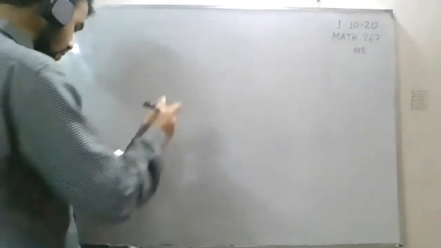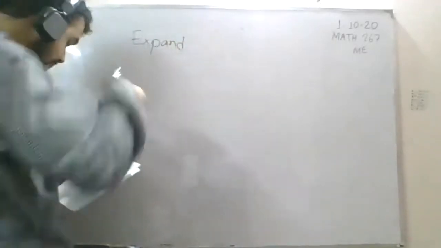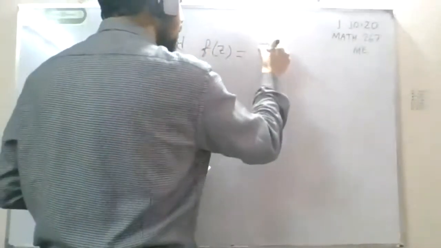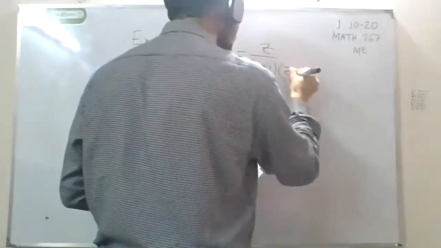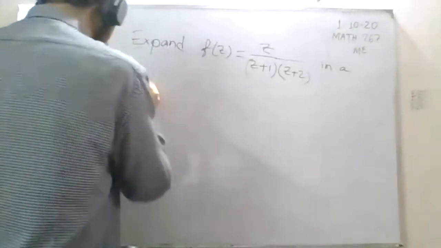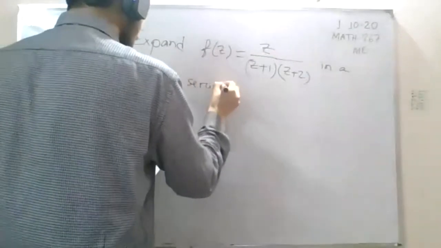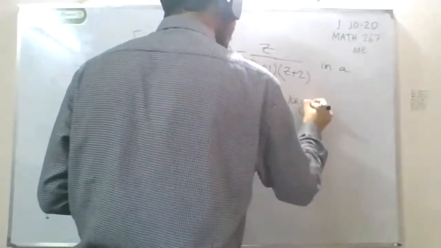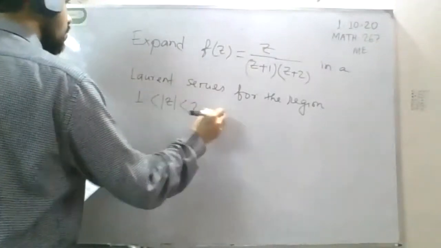Now another one, which is expand f(z), where f(z) is z divided by (z plus 1) times (z plus 2), in Laurent series, for the region 1 less than modulus of z less than 2.